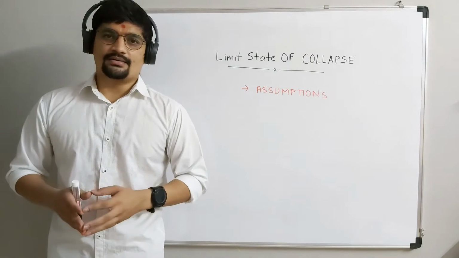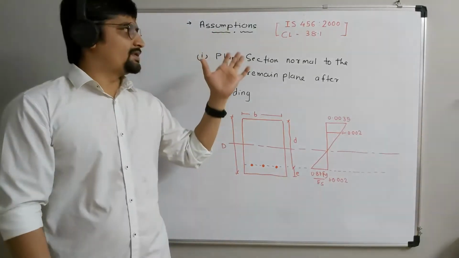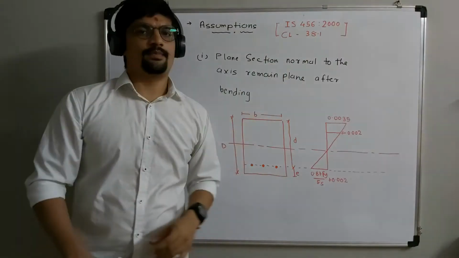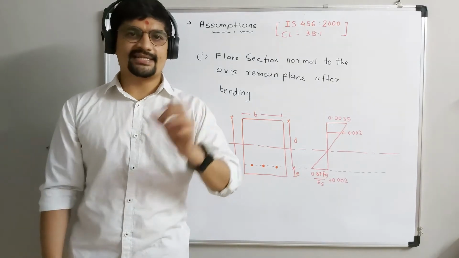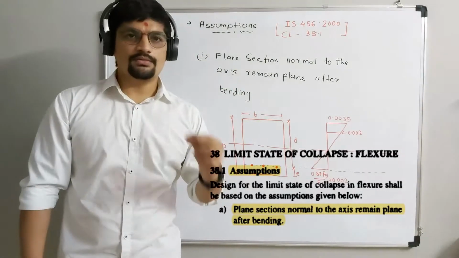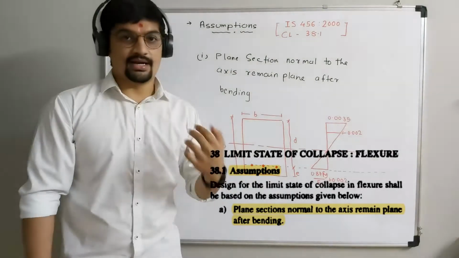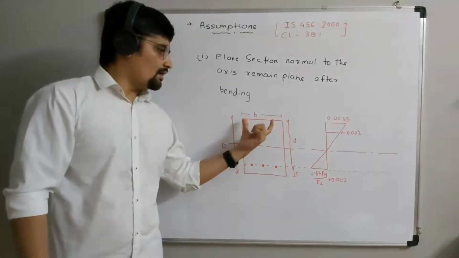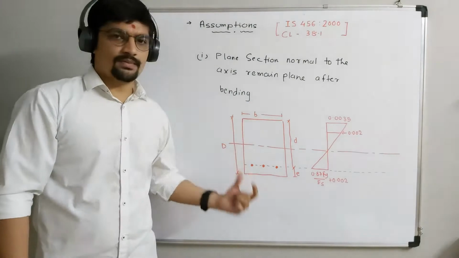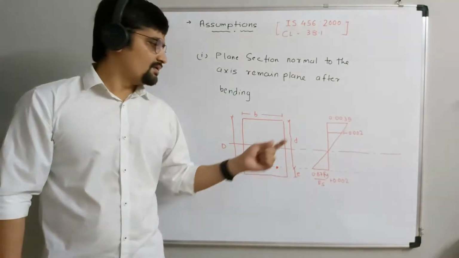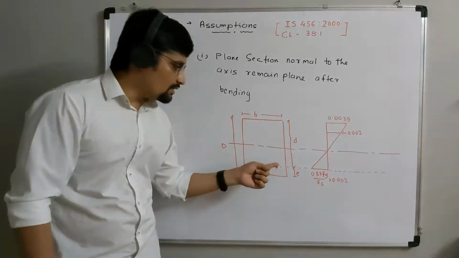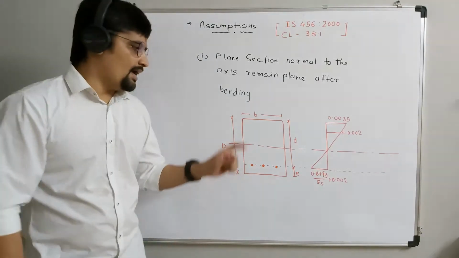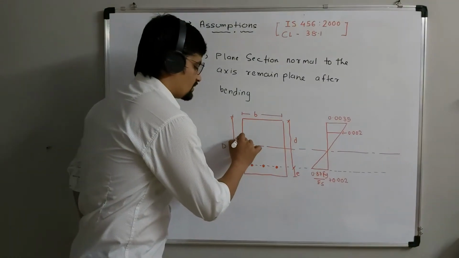So let's start. As per IS 456-2000, clause number 38.1, the first assumption says that plane sections normal to the axis remain plane after bending. It means, in the figure, a beam is given. B is the width, small d is the effective depth up to the reinforcement, capital D is the overall depth, and in between this axis is known as the neutral axis, NA.